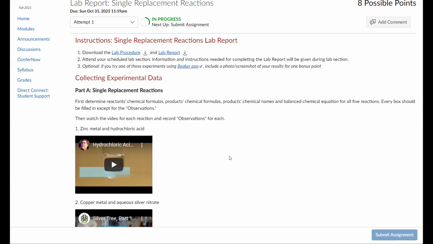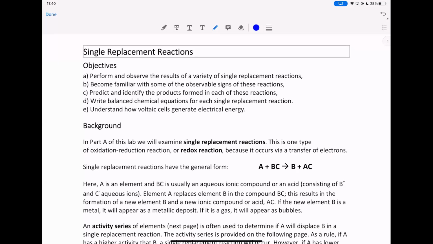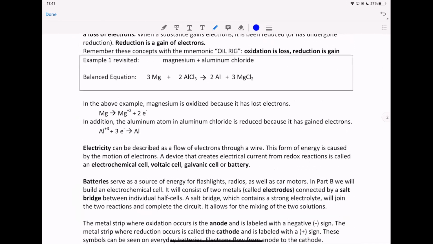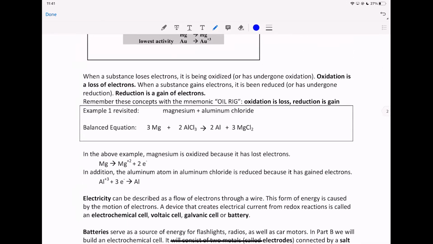Saw bubbles, saw color change, and it should be aligned with what you predicted, that you were going to have a metallic deposit or a gas formed. Okay, so in the single replacement reactions, I talked about how they're also redox reactions, and redox reactions are important in batteries, where chemical energy stored in the battery is converted into electrical energy. That's electrochemistry. So the idea of a redox reaction is in your lab procedure.